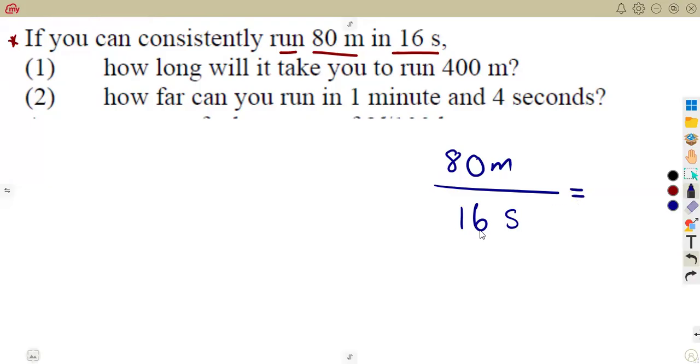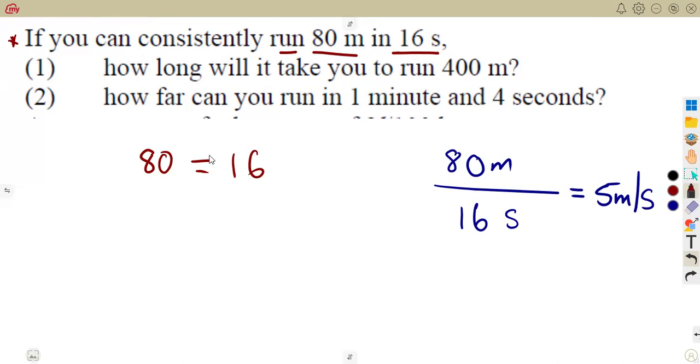What about in 1 second if we divide so that we obtain 1? That is, we are going to divide 80 divided by 16, which is what? 5 meters per second. That is what it means here. 80 is equivalent. You can have it like this. 80 is equal to 16.